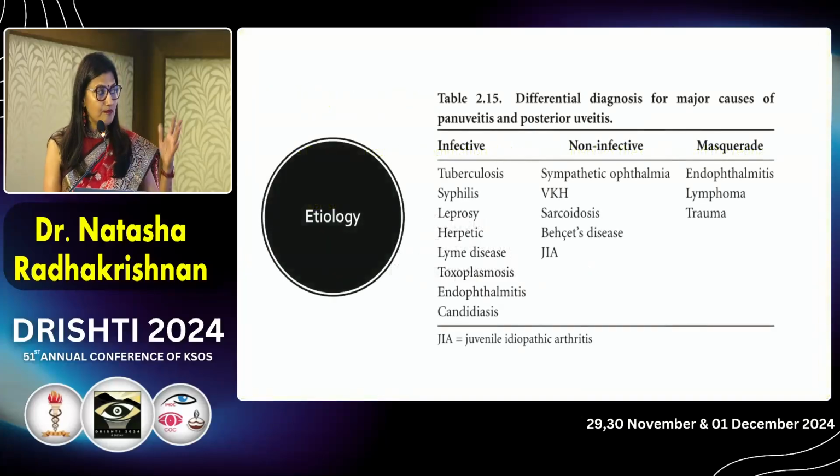So just a broad list of the differential diagnosis for pan-uveitis and posterior uveitis. The infective, of course: tuberculosis, syphilis, leprosy, herpetic, Lyme disease, toxo, and endophthalmitis also comes into the same group. Non-infective: sympathetic ophthalmia, VKH, sarcoid, Behçet's, and juvenile idiopathic arthritis. The masquerades: because endophthalmitis is like a gray zone, you can't really call it a posterior uveitis, so it's put in both masquerade and infective. Lymphoma and trauma come under masquerades.